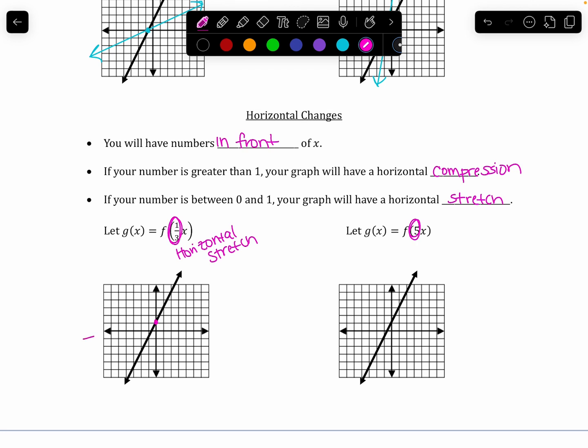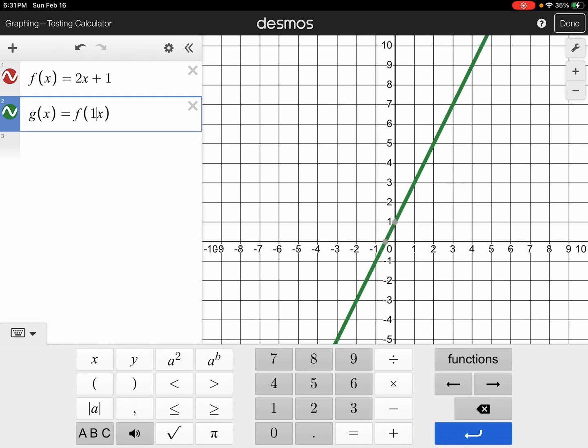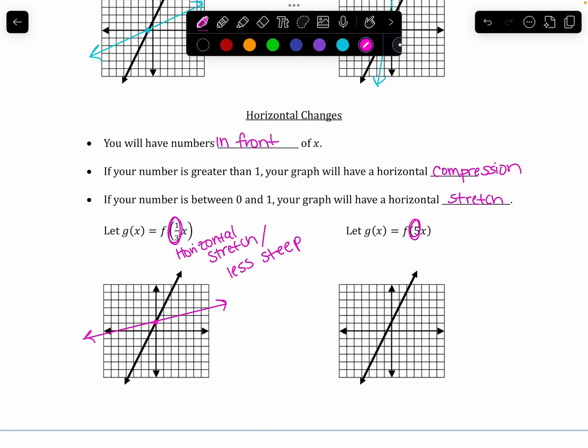Your y-intercept is not changing. However, my graph is still getting less steep. So when your numbers are less than 1, your graph is still getting less steep. If I go back in here and I put a 5 in there, you're going to see that my graph is getting steeper, but my y-intercept has not changed, but that is known as a horizontal compression. So here we have a horizontal compression, and your graph is getting steeper. Y-intercept has not changed.